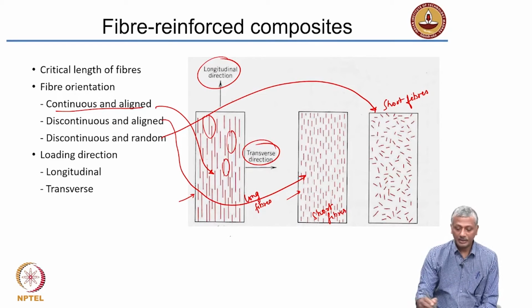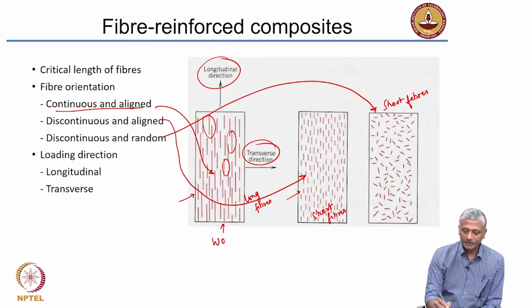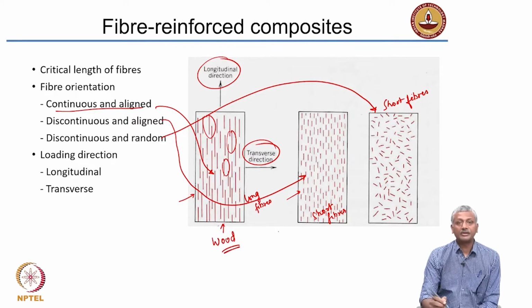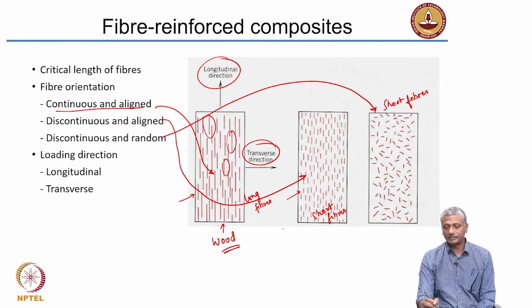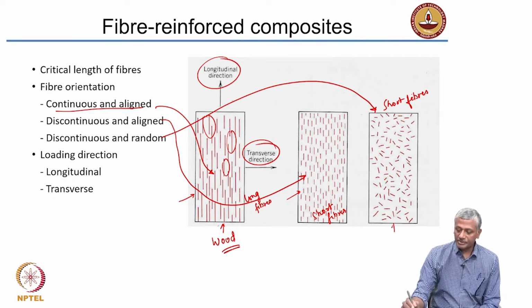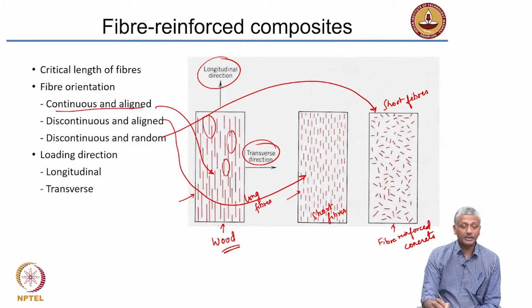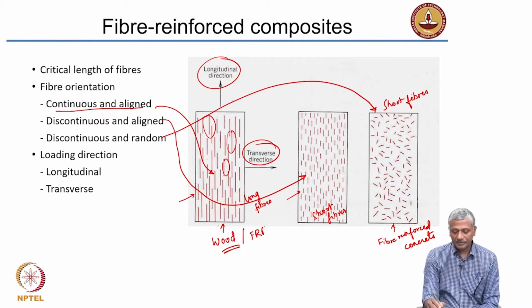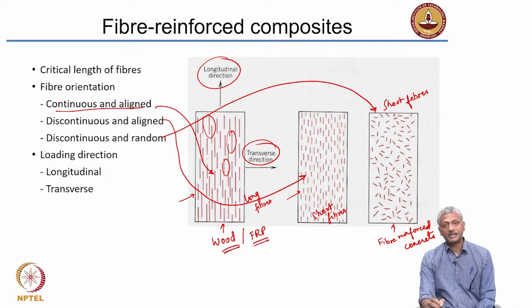Examples of these: this one is very common in wood. You have continuous aligned fibers in wood. You have short fibers which are randomly oriented in fiber reinforced concrete, for instance. Of course, wood you will learn in another chapter. One example that we will see in this chapter itself is FRP, fiber reinforced plastic. We will talk about that a little bit later.